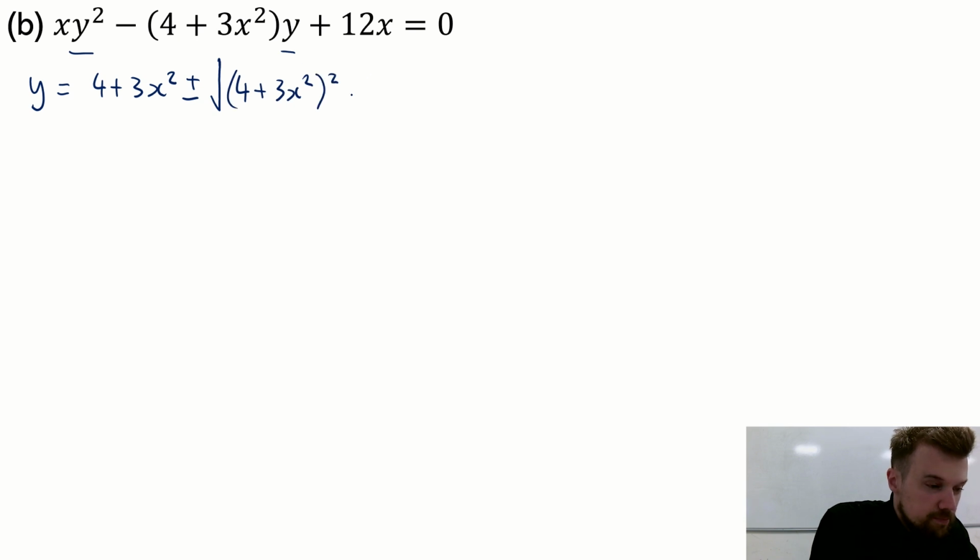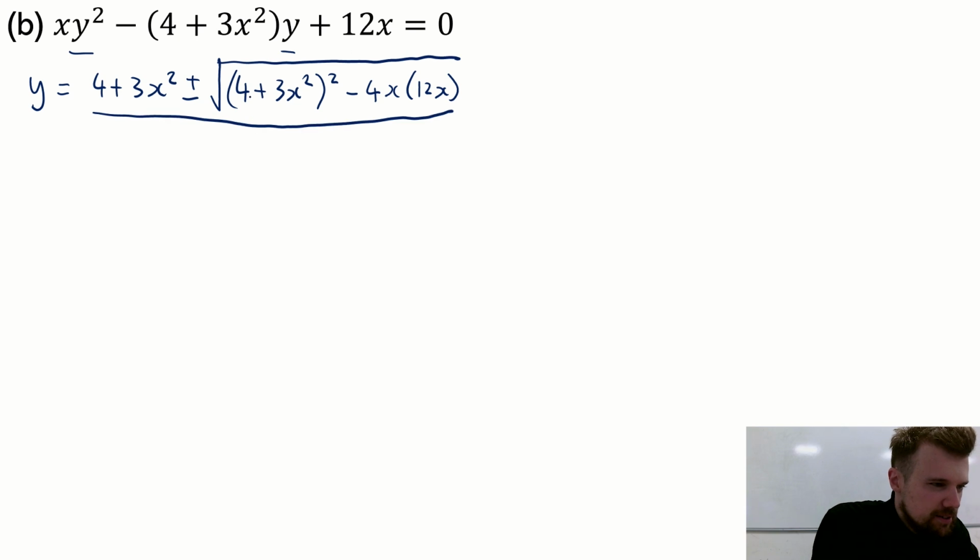Ironically, by the time I'd explained the fact I was doing that, I could have just written it out. Oh well. And then divided by 2a, which is this time 2x. So it's more complicated than last time.